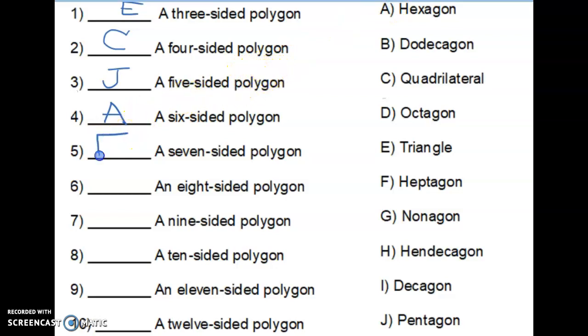Seven-sided polygon is a heptagon. Eight-sided, our stop sign, is an octagon. Nine-sided is a nonagon. The way I remember that is 9 has two n's and nonagon has two n's. A 10-sided polygon is called a decagon. 11-sided is a hendecagon. And then a 12-sided is a dodecagon. So if you don't know those or if you don't remember them, please do.